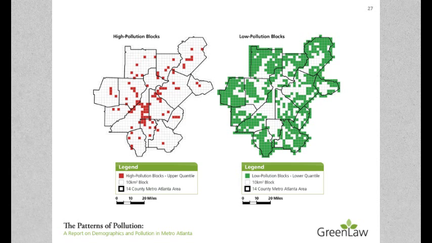On the left, you're looking at high pollution blocks in the area. Those are in red, with 105 of the 1,282 blocks in the region identified as high pollution blocks. That means that they're in the upper quintile, or 1/5 of blocks, in terms of the number of pollution points. They each have 9 or more pollution points, and you can see, if you're at all familiar with the region, that they're largely centered around the downtown Atlanta area and central and western Fulton County.